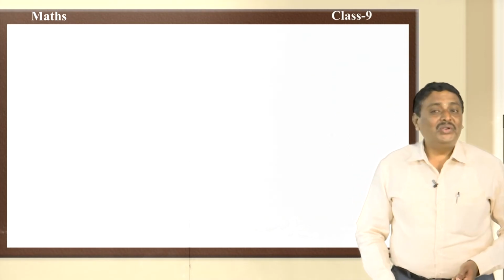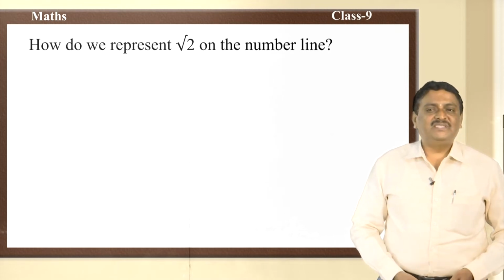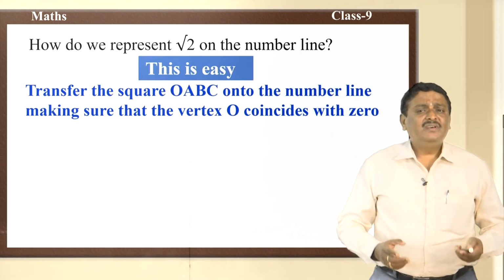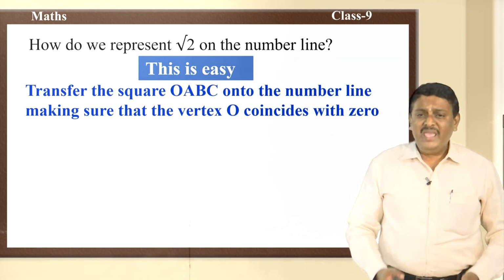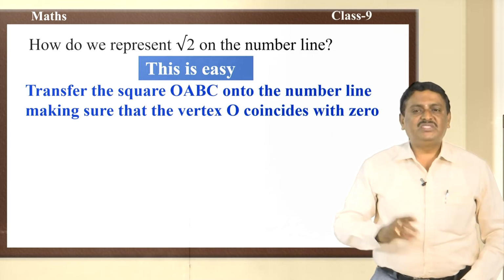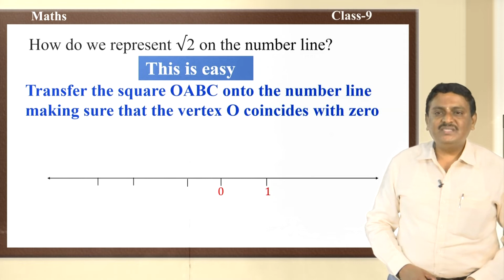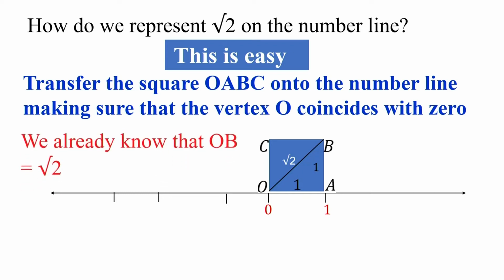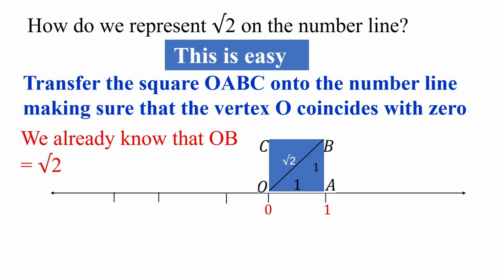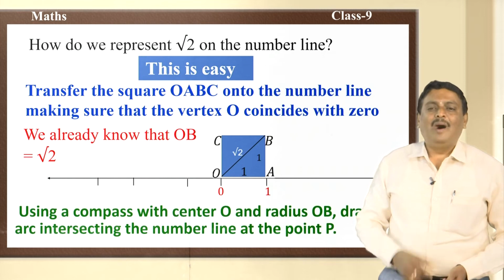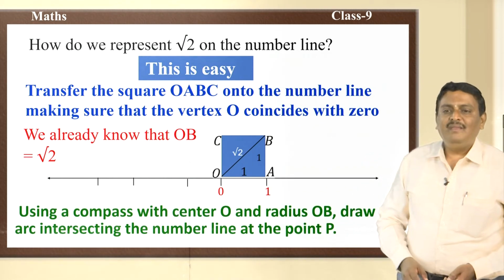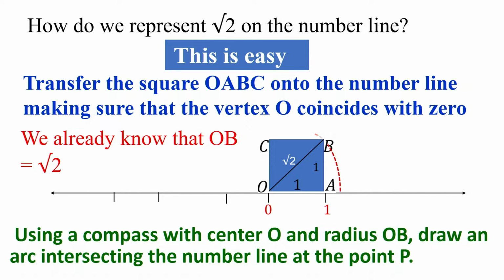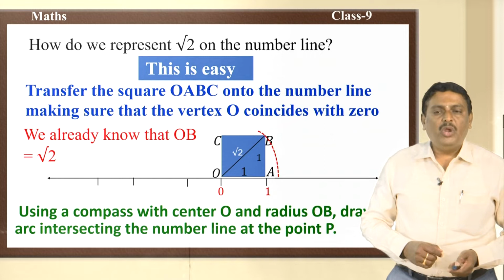Now, what to do? How do we represent root 2 on the number line? Now it is very easy. Transfer the square OABC onto the number line, making sure that the vertex O coincides with 0. We already know that OB is square root of 2. Now, using a compass with center O and radius OB, draw an arc intersecting the number line at the point P.